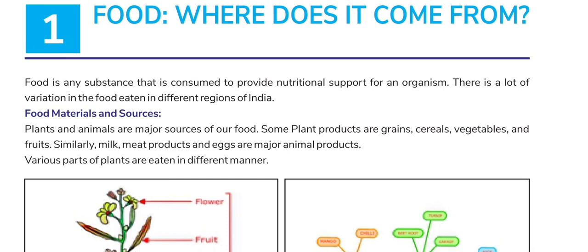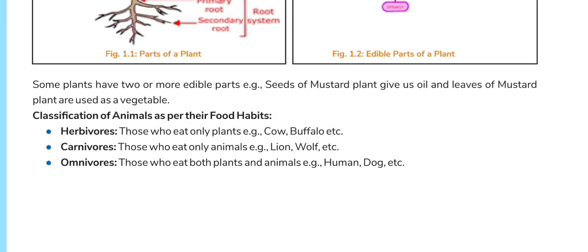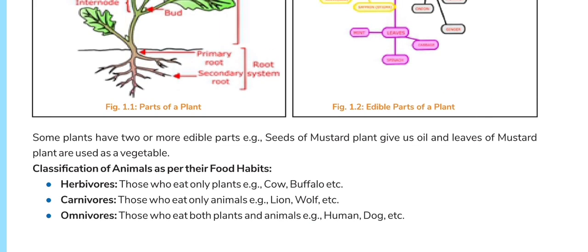Various parts of plants are eaten in different manner. Some plants have 2 or more edible parts, e.g., seeds of mustard plant give us oil and leaves of mustard plant are used as a vegetable.